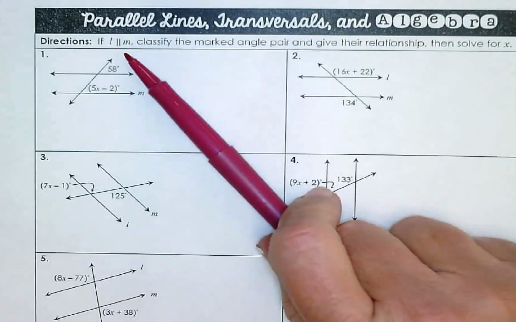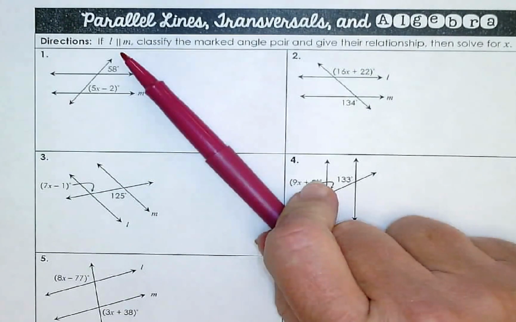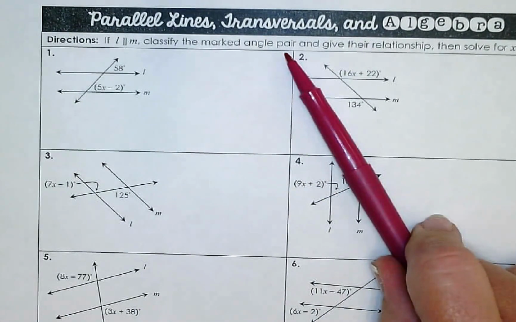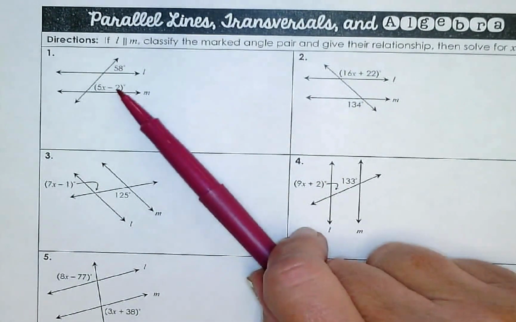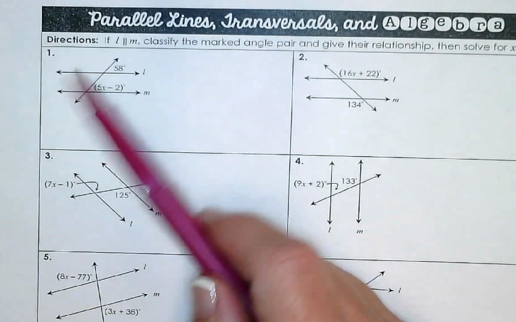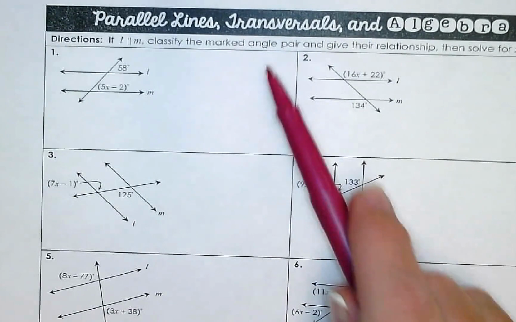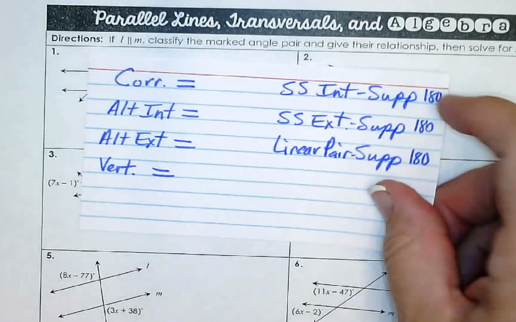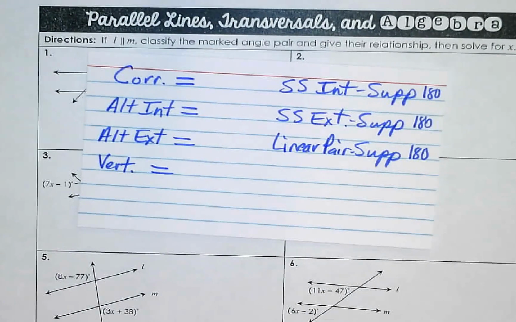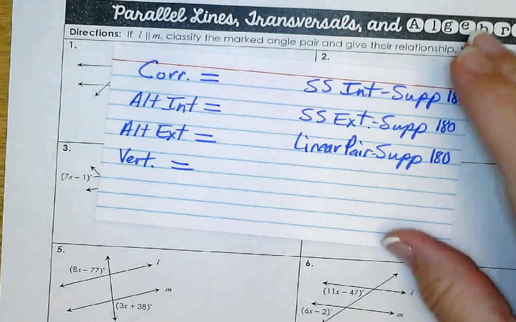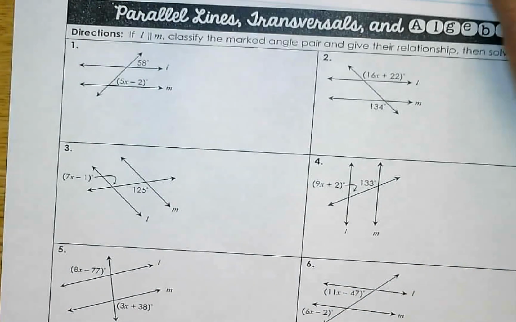When you know that this is a fact, then all of those angle pairs that we've been talking about the last 2 days apply. Classify the marked angle pair, and marked means either an algebra expression or a number, and give their relationship, then solve for x. So this relationship in angle pair is deciding what kind of angle pair it is. In the first set of notes, we went through the relationships between these, and so I just took a little note card and wrote down those relationships so I don't have to keep flipping back and forth, so you might want to do that.